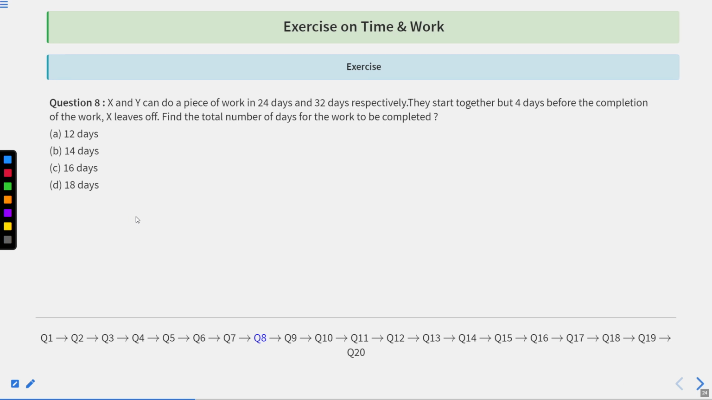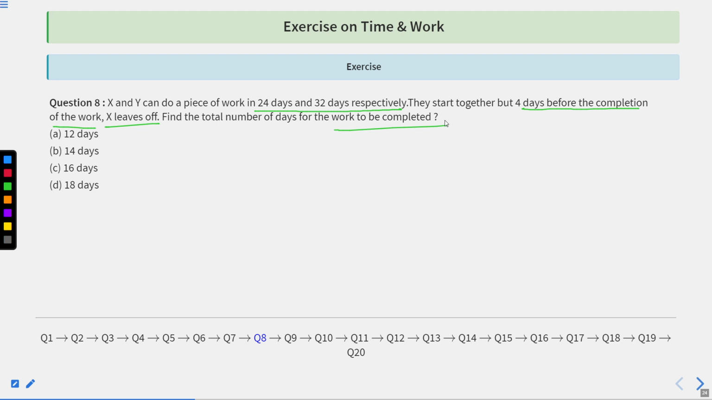Now, question number 8. X and Y can do a piece of work in 24 days and 32 days respectively. They start together, but 4 days before the completion of the work, X leaves off. Find the total number of days for the work to be completed. Now, in this question, something different is happening.